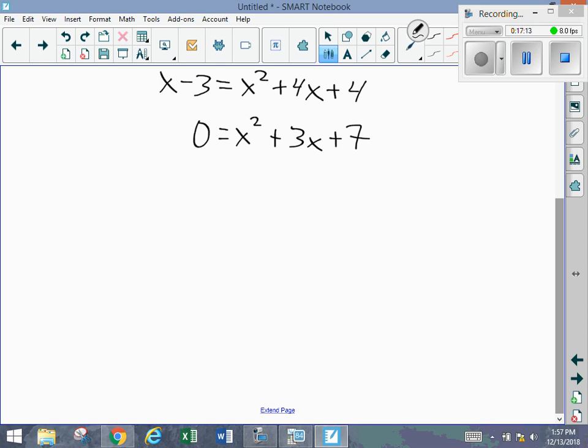Hey, are there 2 numbers such that if I multiply them I get 7, if I add them I get 3? The answer is no. Hey, if the answer is no, what do we got to do? Quadratic formula. That's true, quadratic formula. For the win.